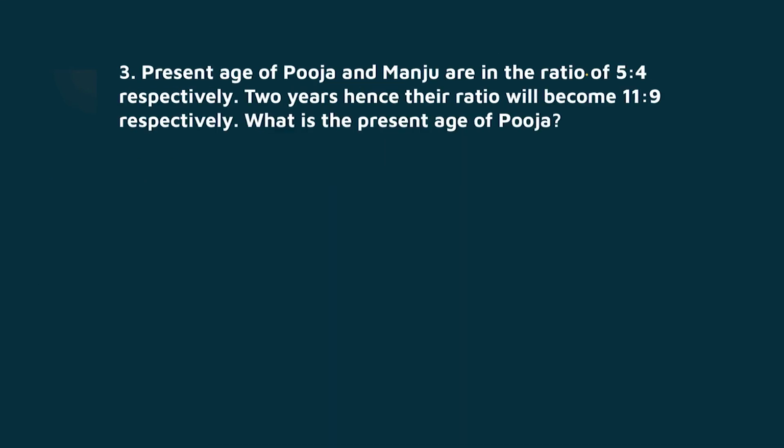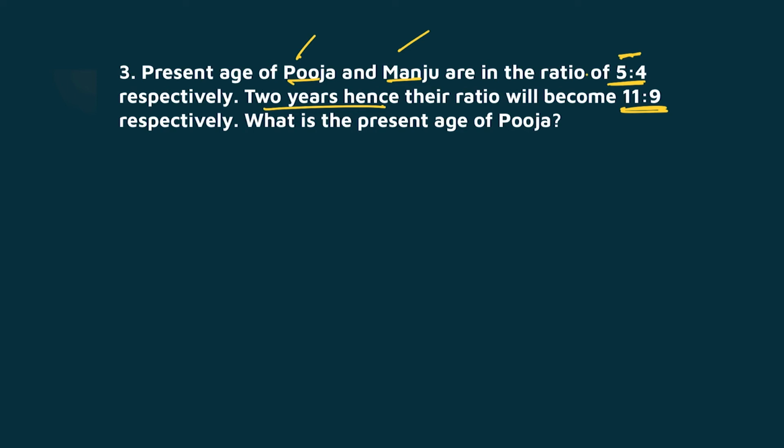The present ages of Pooja and Manju are in the ratio of 5:4 respectively. So it is given that the present ages of Pooja and Manju are in the ratio of 5:4, and 2 years hence their ratio will become 11:9 respectively. And what is the present age of Pooja?